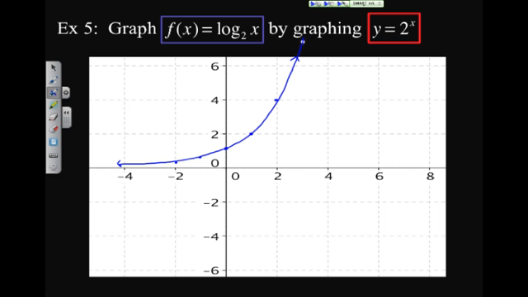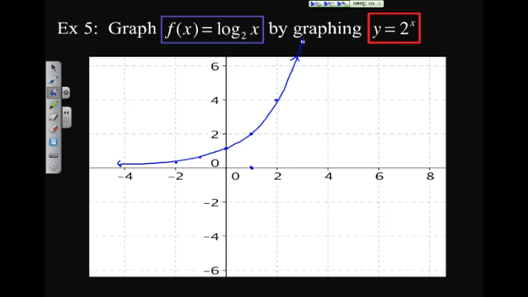Now, the key thing with logarithms in relationship to exponentials is that they are inverses of each other. And so, what happens is, with inverses, we switch the x and the y values around. So this point is 0, 1. So this point will be 1, 0 for the logarithm.